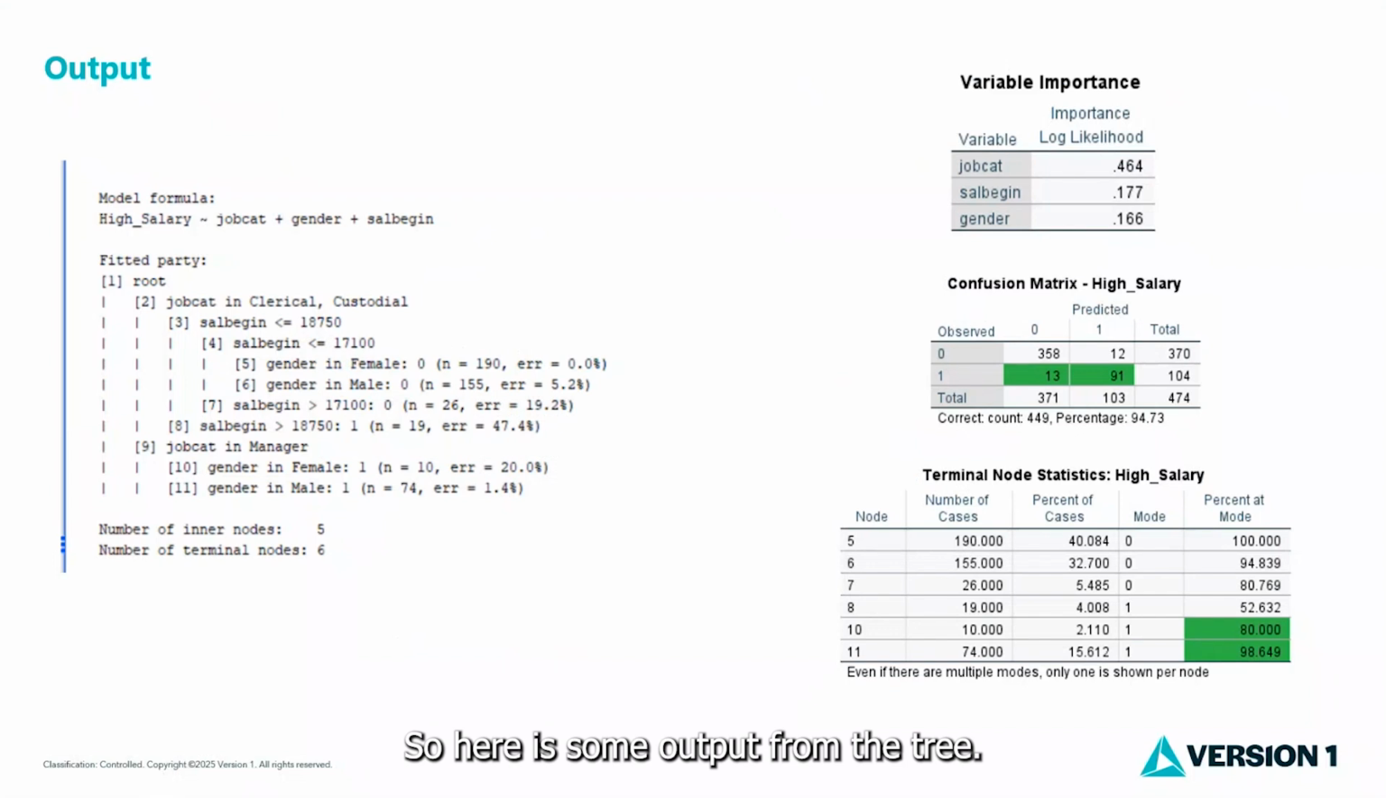So here is some output from the tree. First of all, we'll have an outline. We can see the model here. So we are trying to understand high earners, and we're using job category, gender, and beginning salary to predict this variable. You can see the outline of the tree here. And you notice right away that the tree is split by job category, so clerical and custodial on one side versus manager on the other. And if we just look at manager, you can see it splits on gender, whereas for clerical and custodial, it splits on beginning salary. We have 6 terminal nodes, and 5 internal nodes.